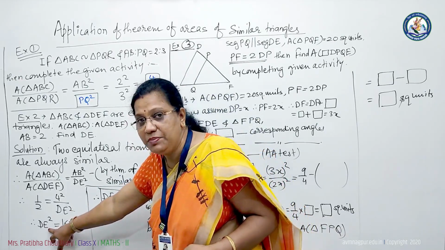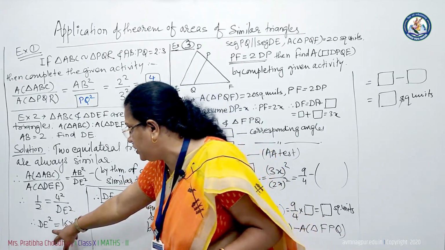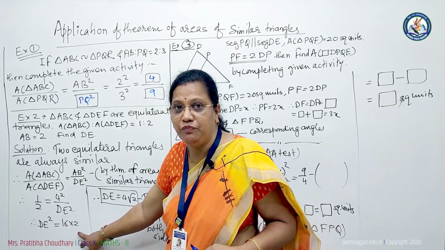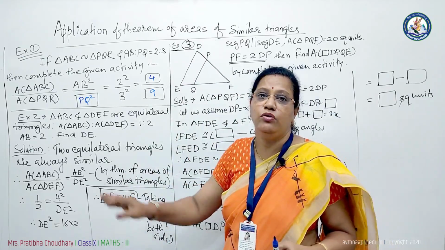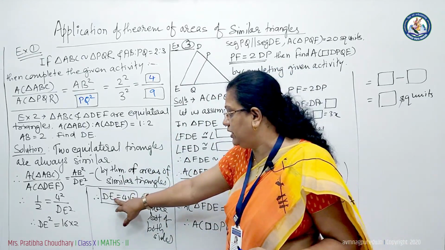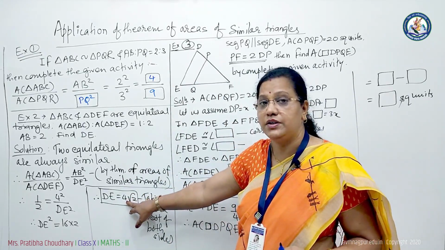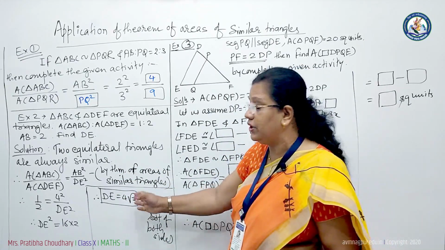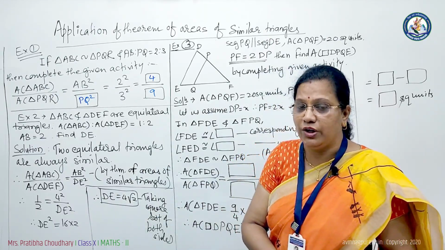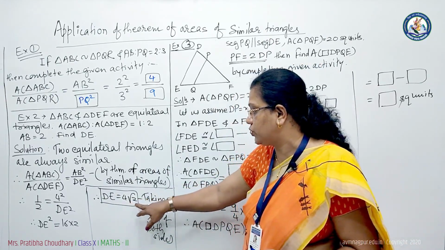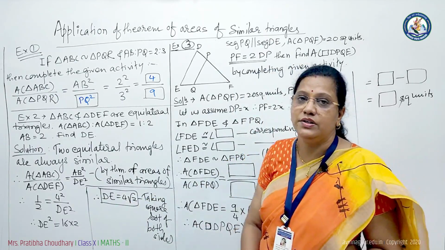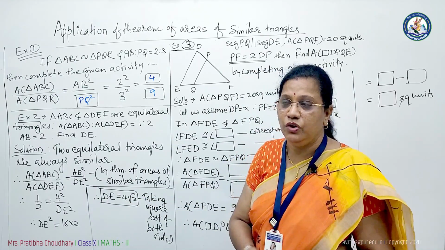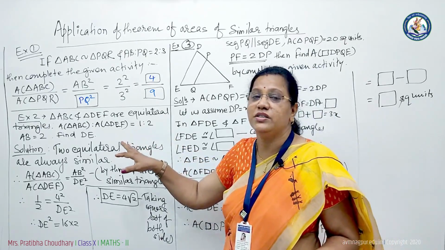Now by cross multiplication we will come to the stage DE square is equal to 16 into 2, 4 square is 16. By taking square root of both sides, we will get DE is equal to square root of 16 is 4, and we don't have any square root for 2, so it will be under the square root sign. So DE will be 4 square root of 2, and you can write the reason there, taking square root of both sides.